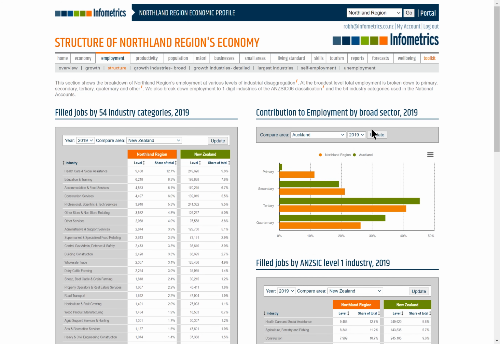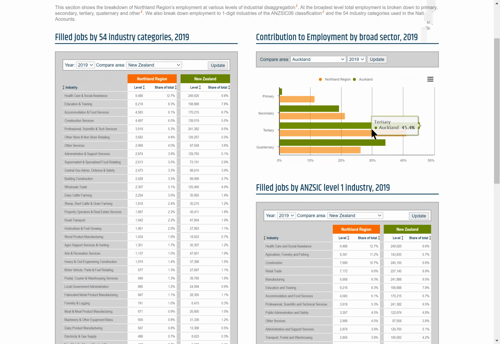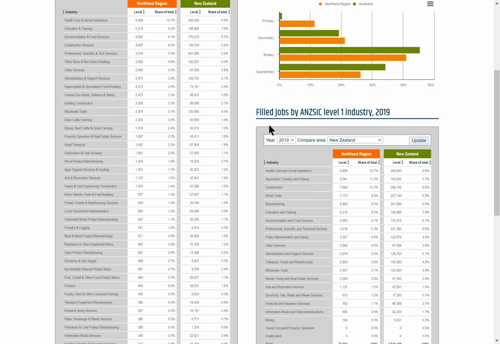A lot of local economies outside the main urban centres have large primary sectors and secondary sectors devoted to processing the primary produce. Their tertiary and quaternary sectors tend to be smaller as a result. On this page, you can also look at the industry makeup of your region at different levels of granularity. The table Fill Jobs by ANZIC Level 1 Industry shows you the next level of granularity.